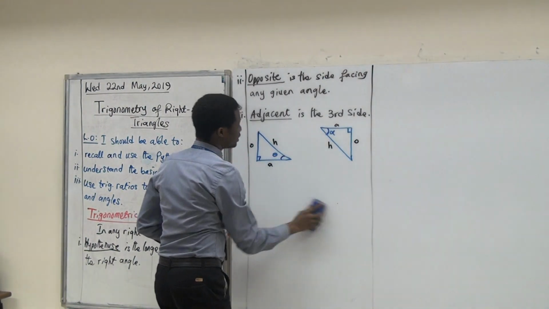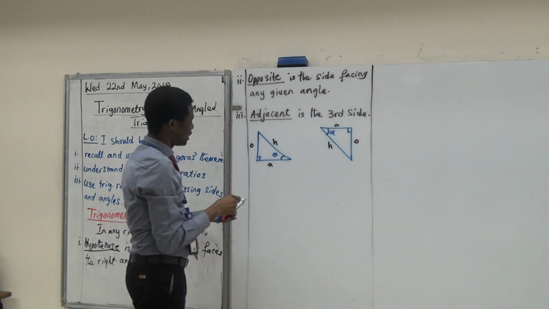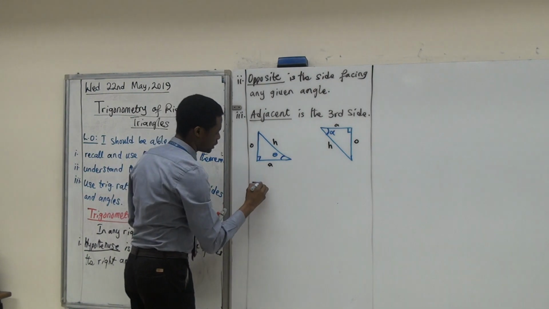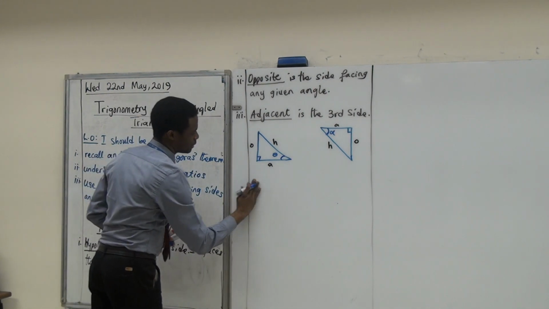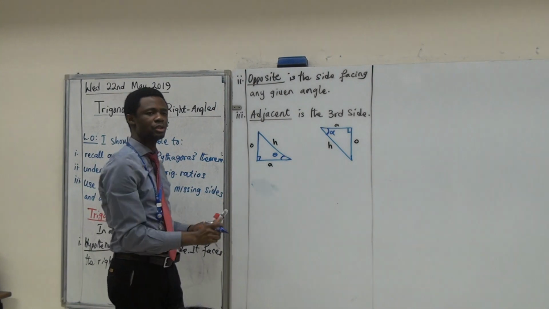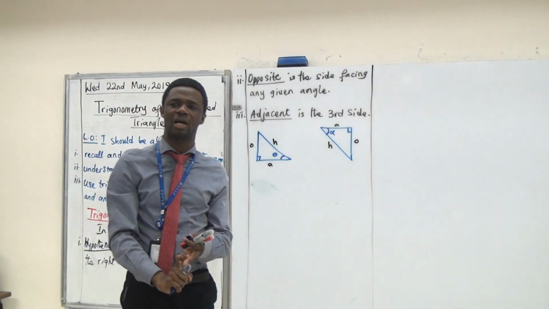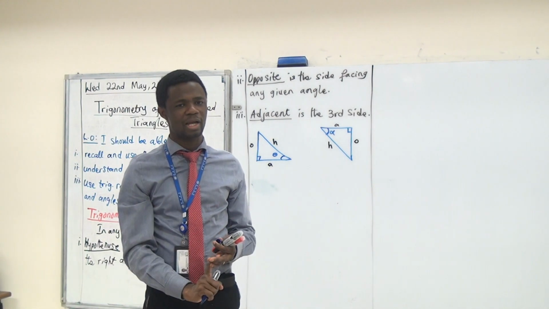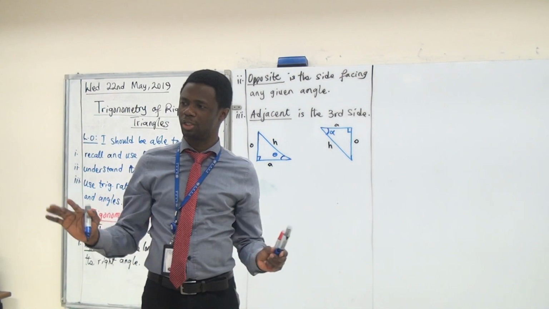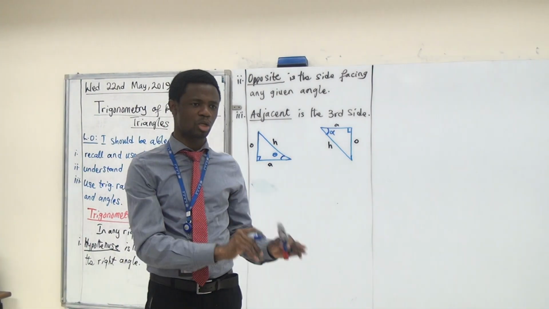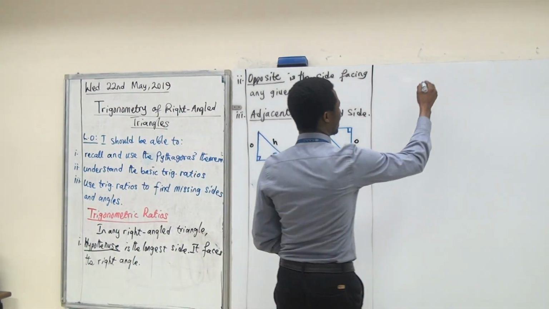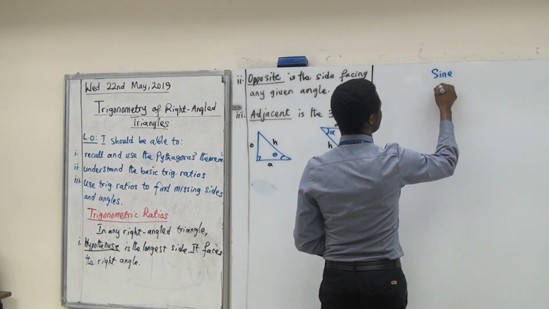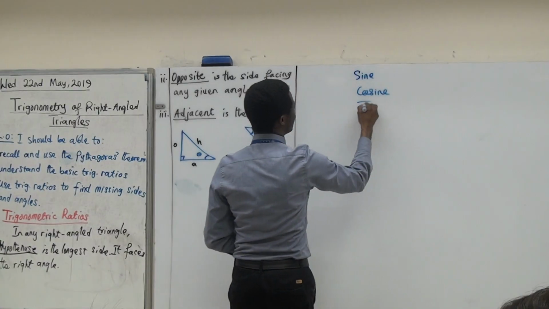Now, having identified this, because of our time, the next thing is to talk about trig ratios, which is the main thing here. Now, there are three basic trig ratios: the sine, the cosine, and the tangent. Now, this might be a new keyword for most of us because it's not taught in Form 2. Sine, cosine, and tangent.